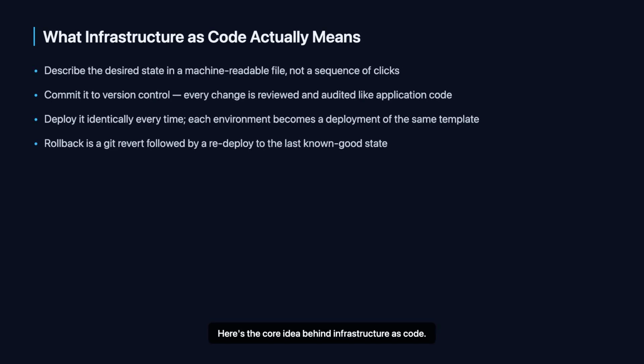Here's the core idea behind infrastructure as code. Instead of a sequence of clicks, you describe the desired end state in a machine-readable file. You commit that file to version control, so every change gets reviewed and audited exactly like application code. You can see who changed the database instance type, when, and why. Because it's just a file, every environment becomes a deployment of the same template, and rollback stops being guesswork. It's a git revert followed by a redeploy, and the stack returns to the last known good state.